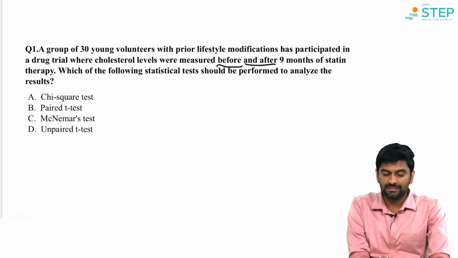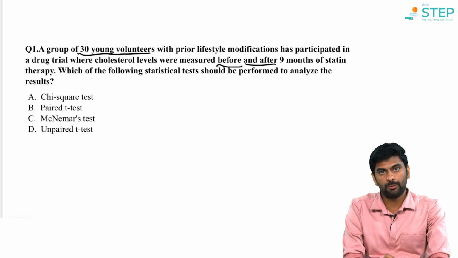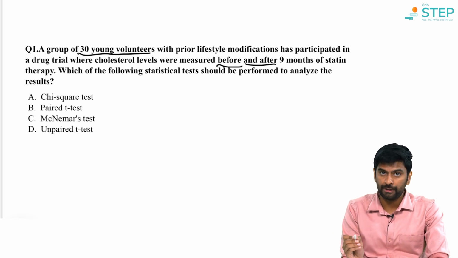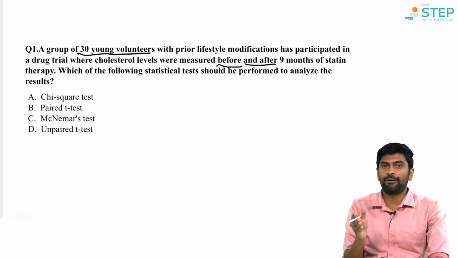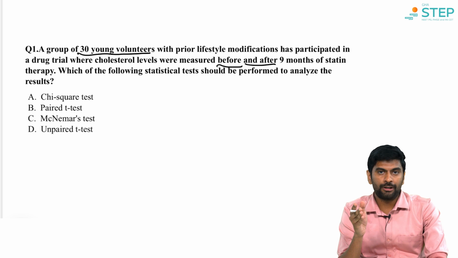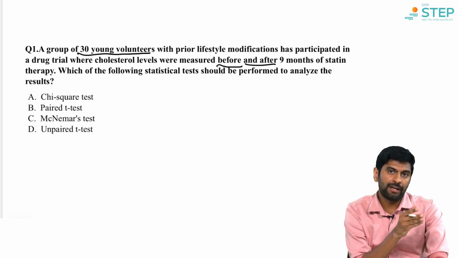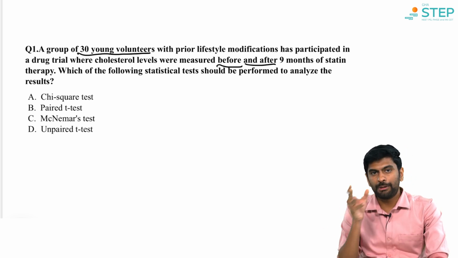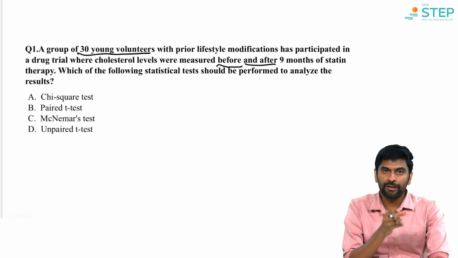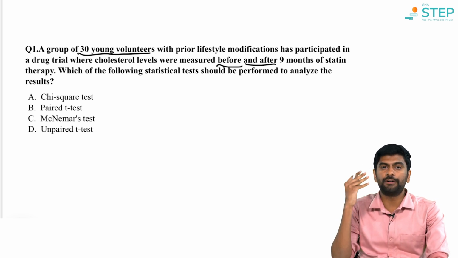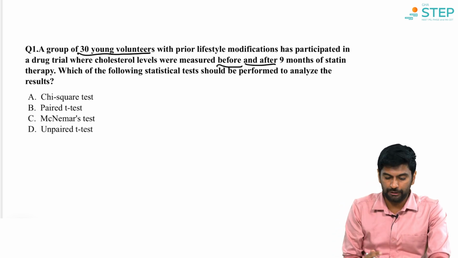Now we know that it's the same 30 young volunteers who are going to be analyzed before and after. So it's before and after. There is a simple trick wherein it's like before marriage and after marriage. So they're both a pair. So before and after are going to be using the paired test of significance.